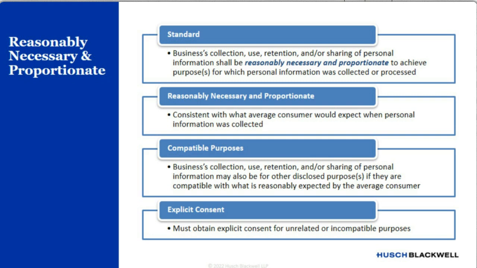So the regulations do include a number of illustrative examples for what is considered reasonably necessary and proportionate and what may be considered a compatible purpose. For example, the regulations provide that for a mobile flashlight application, collecting geolocation information would be an incompatible purpose for providing a flashlight service. So if that business wants to collect geolocation information, then it needs to receive explicit consent for that unrelated or incompatible purpose. So I'm going to turn it back to Dave.